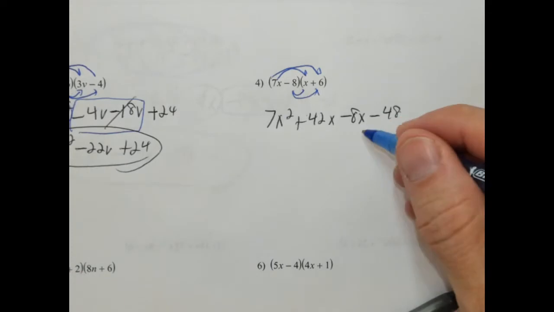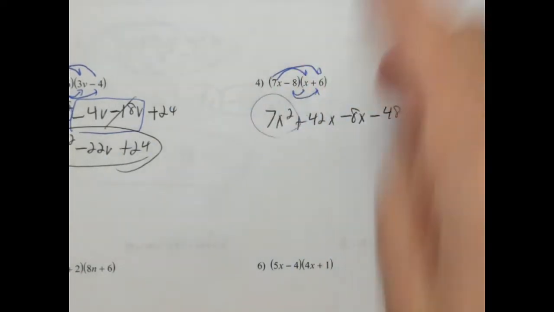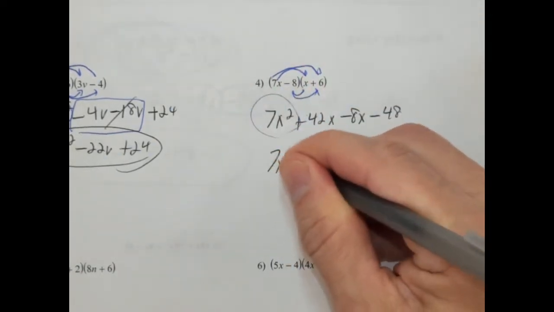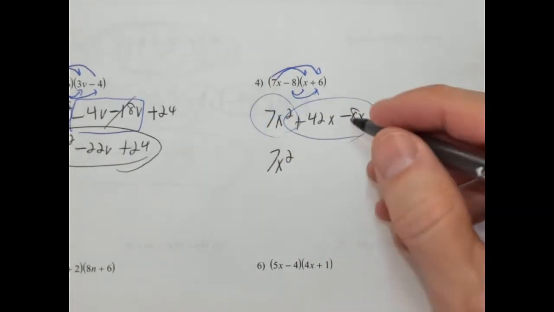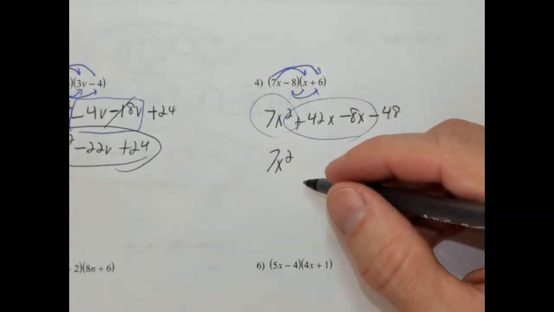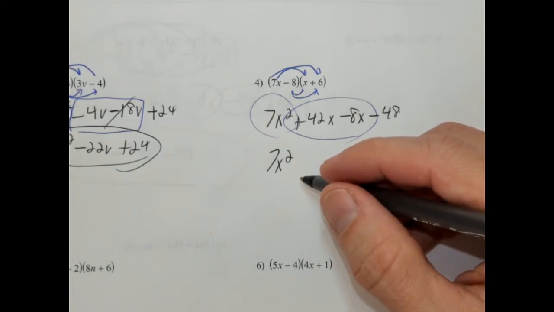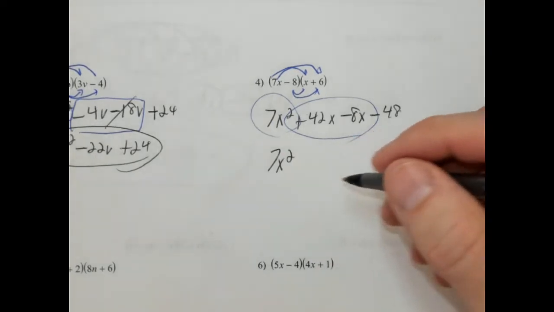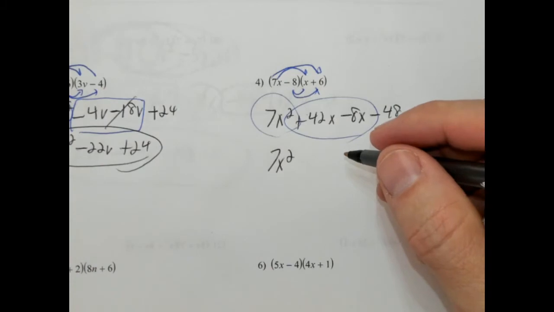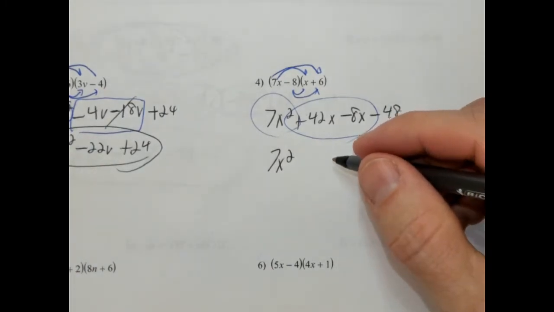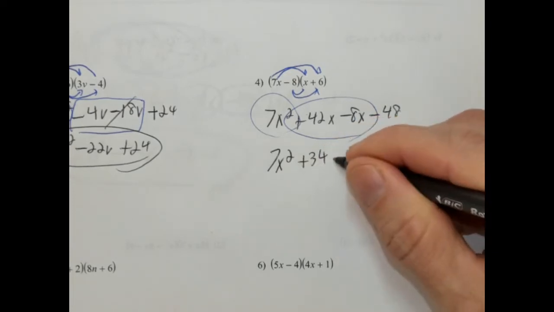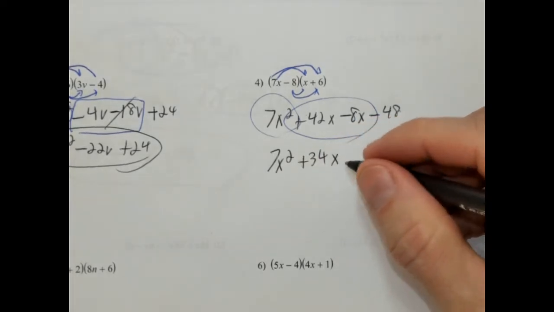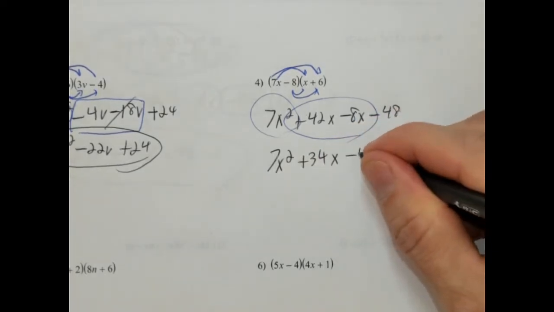So the only things we're going to combine, actually we're going to bring this down here. So we have 7x squared, and then we're going to combine these together. So 42x take away 8x is going to be 30, let's see, 36x? No, I can't think, what, geez, 34x. There you go, yeah. I swear to God I can subtract. 34x, there we go. And then bring down the negative 48.